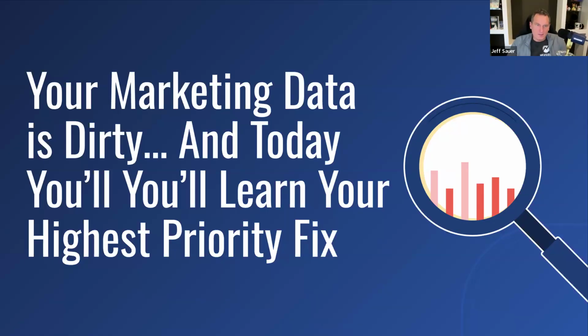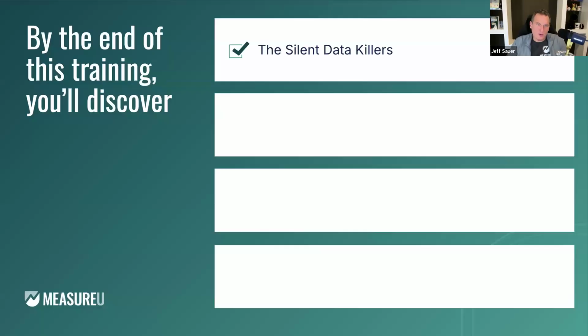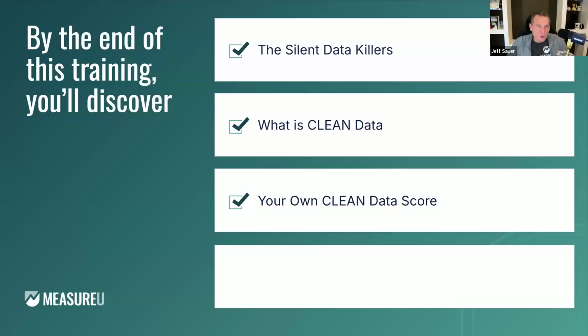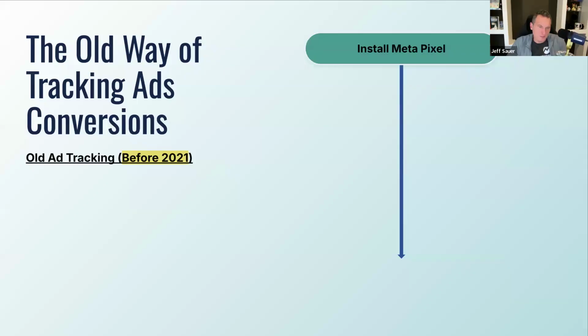So by the end of this training, you're going to do four things. You're going to know what your silent data killers are, what is clean data, your own clean data score. So you're going to do a self-assessment here, and then the one upgrade that fixes most of these problems. If I were to summarize it into one thing, that's what the one upgrade is going to be.